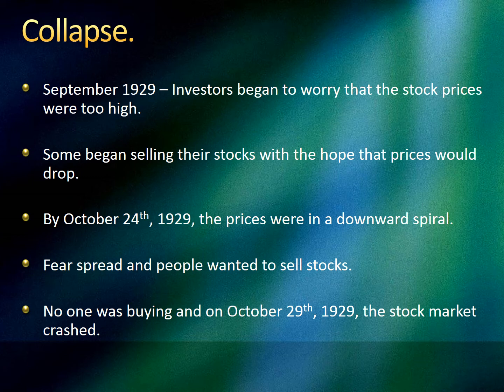Now, the problem is that since everyone's selling their stocks and no one's buying into the stock market, this creates a problem. So since no one was buying, on October 29th, 1929, the stock market is going to collapse, and this is going to lead to what will become known as the Great Depression.